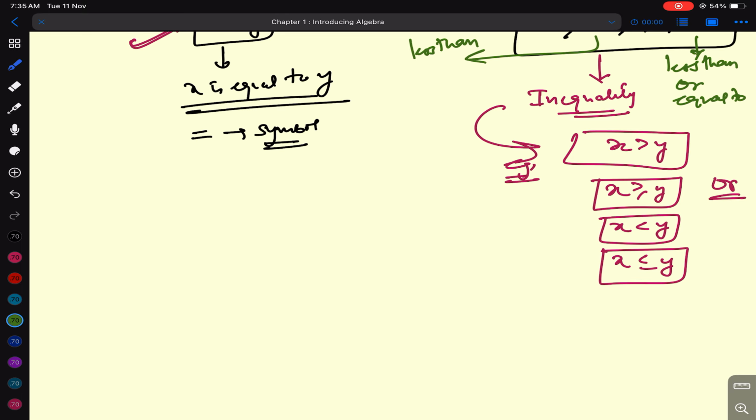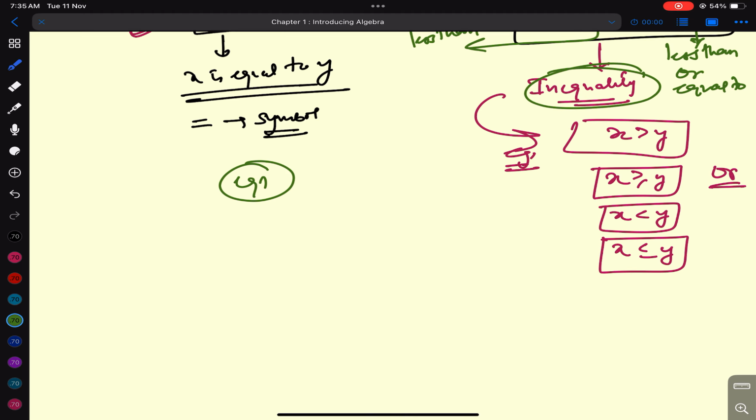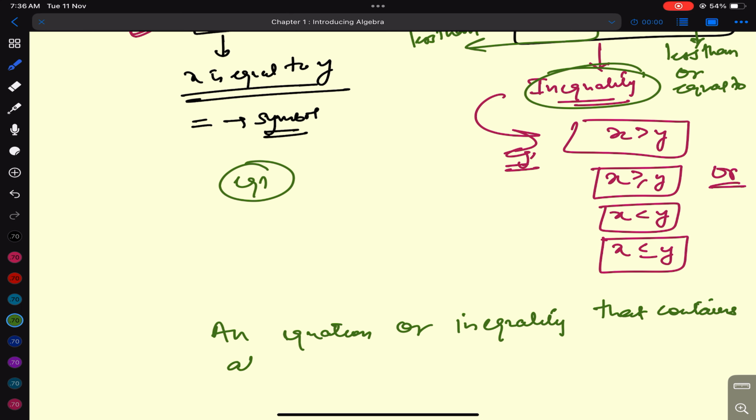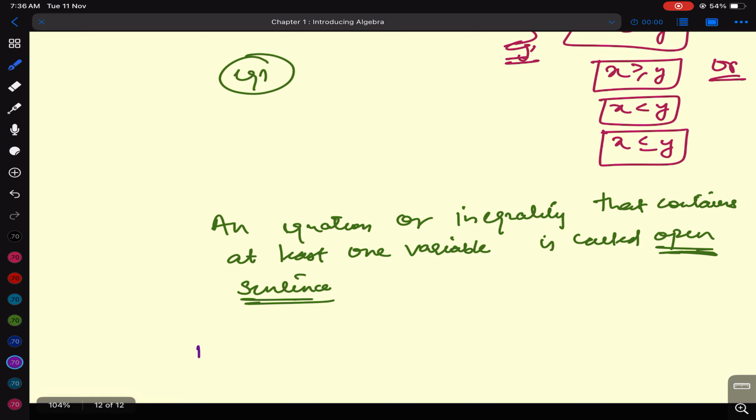I'll write that in words. An equation or inequality that contains at least one variable, as we have seen in the examples above, is called an open sentence. So it's called an open sentence.